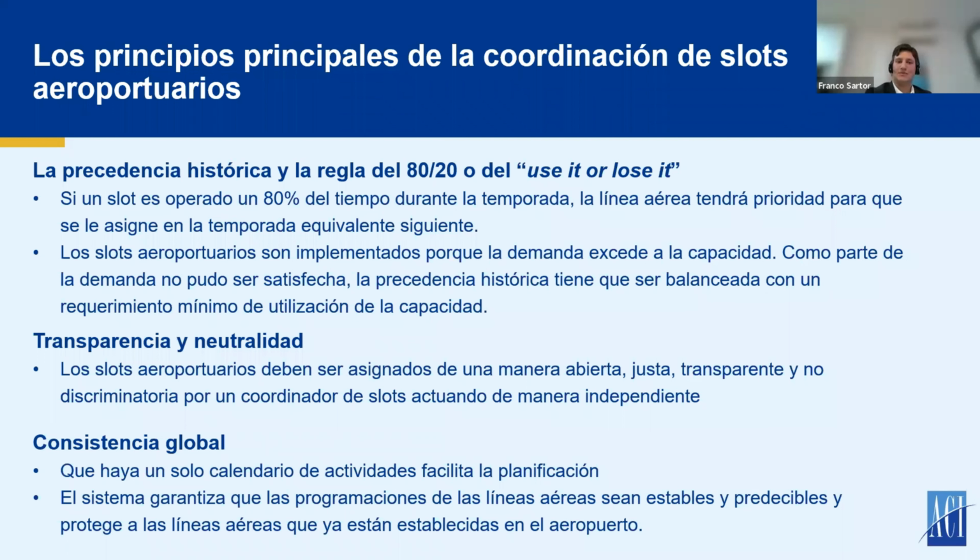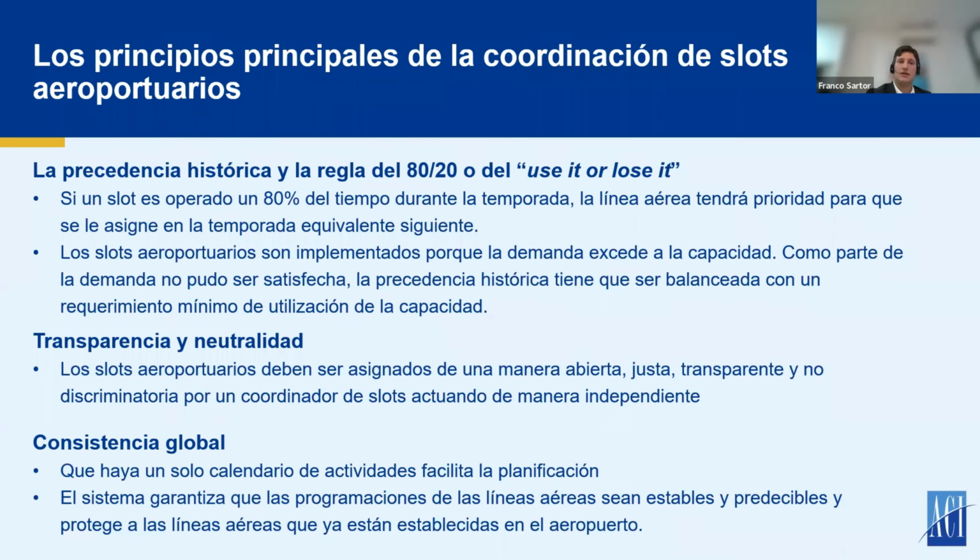Well, I will continue. Thank you very much, Sophie. Well, now we will continue with the fundamental principles of the coordination process of airport slots. The truth is, this process has many stages and lots of details, but we will center ourselves for the time being on these fundamental principles. We have identified 3 fundamental principles: the historical principle and the 80-20 rule, the use it or lose it rule, and then the transparency and neutrality principle, and then the global consistency principle.